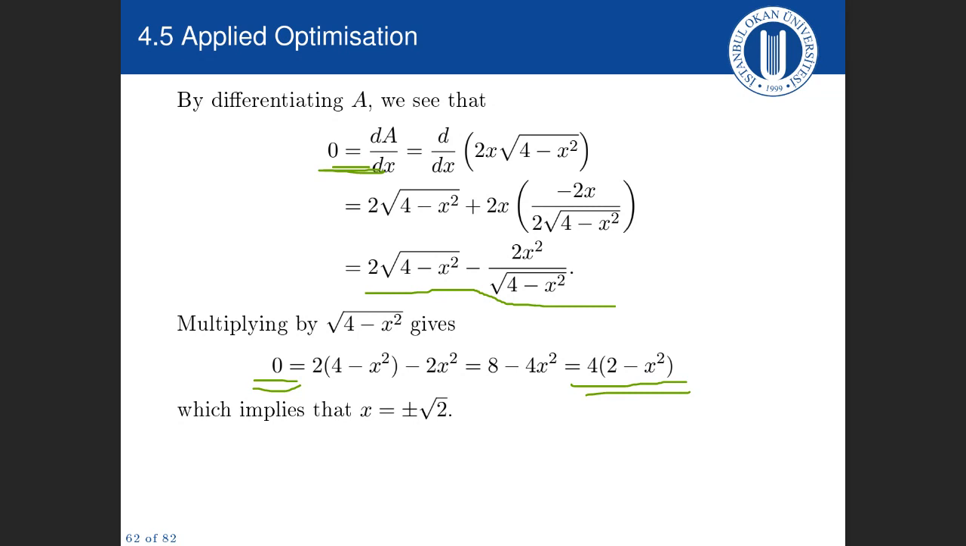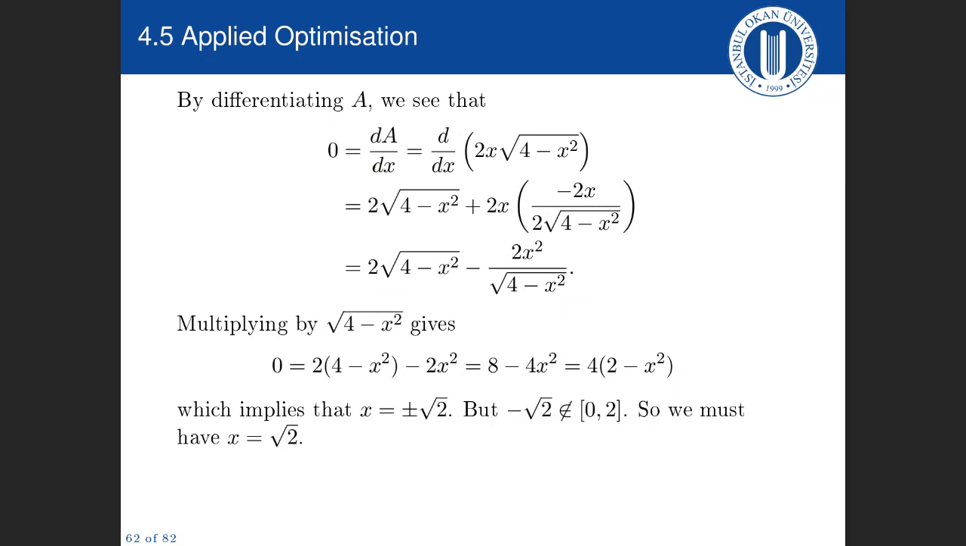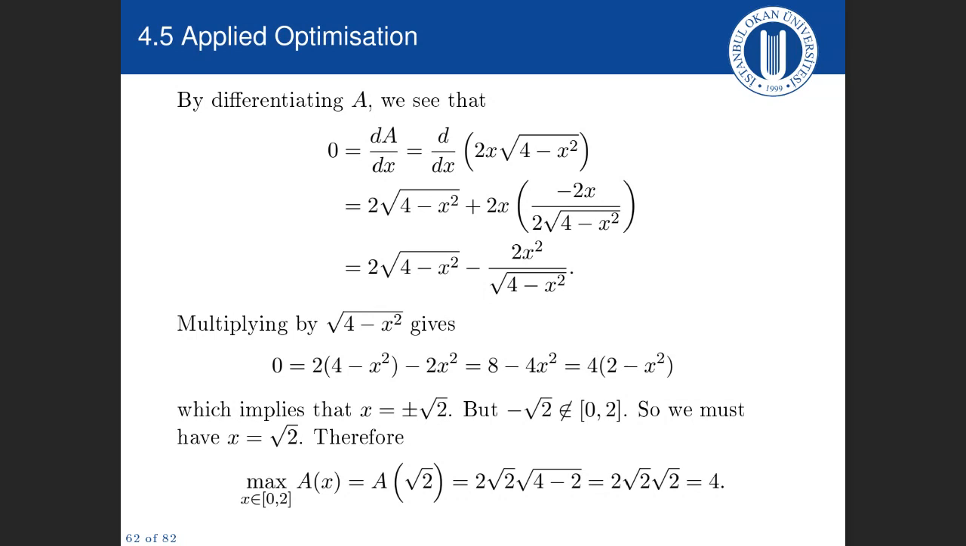But in our picture, we were assuming that x was between 0 and 2. So we must have that x is the square root of 2. And as soon as we know that, we can calculate the maximum possible area. With x equal to root 2, we put everything into the formula, and we end up with our answer, 4.